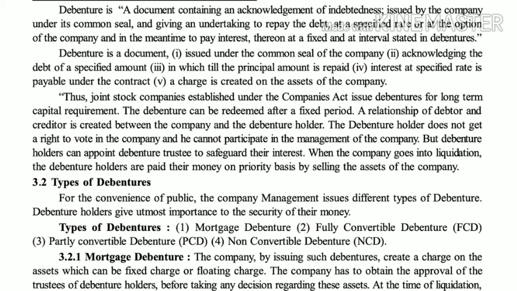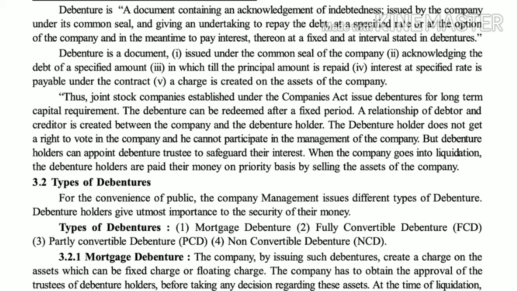Thus, joint stock companies established under the Companies Act issue debentures for long-term capital requirements. Whenever a joint stock company is in need of long-term capital, it issues debentures, and they can be redeemed after a fixed period, as we have stated, after 5 years, 10 years, 20 years. A relationship of debtor and creditor is created between the company and the debenture holders; the debenture holders are the creditors, whereas the company is the debtor. Thus, a relation of debtor and creditor is established between both parties.